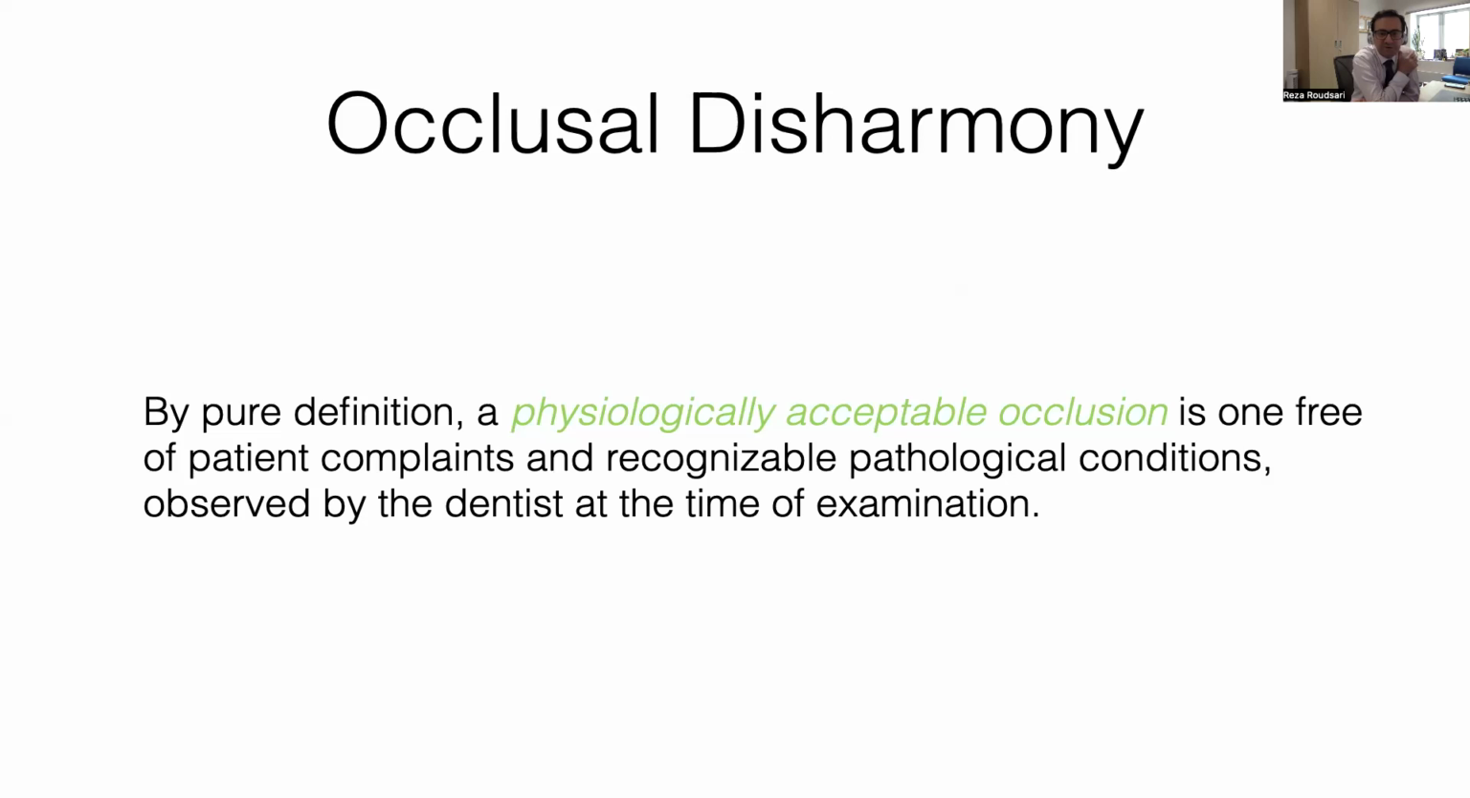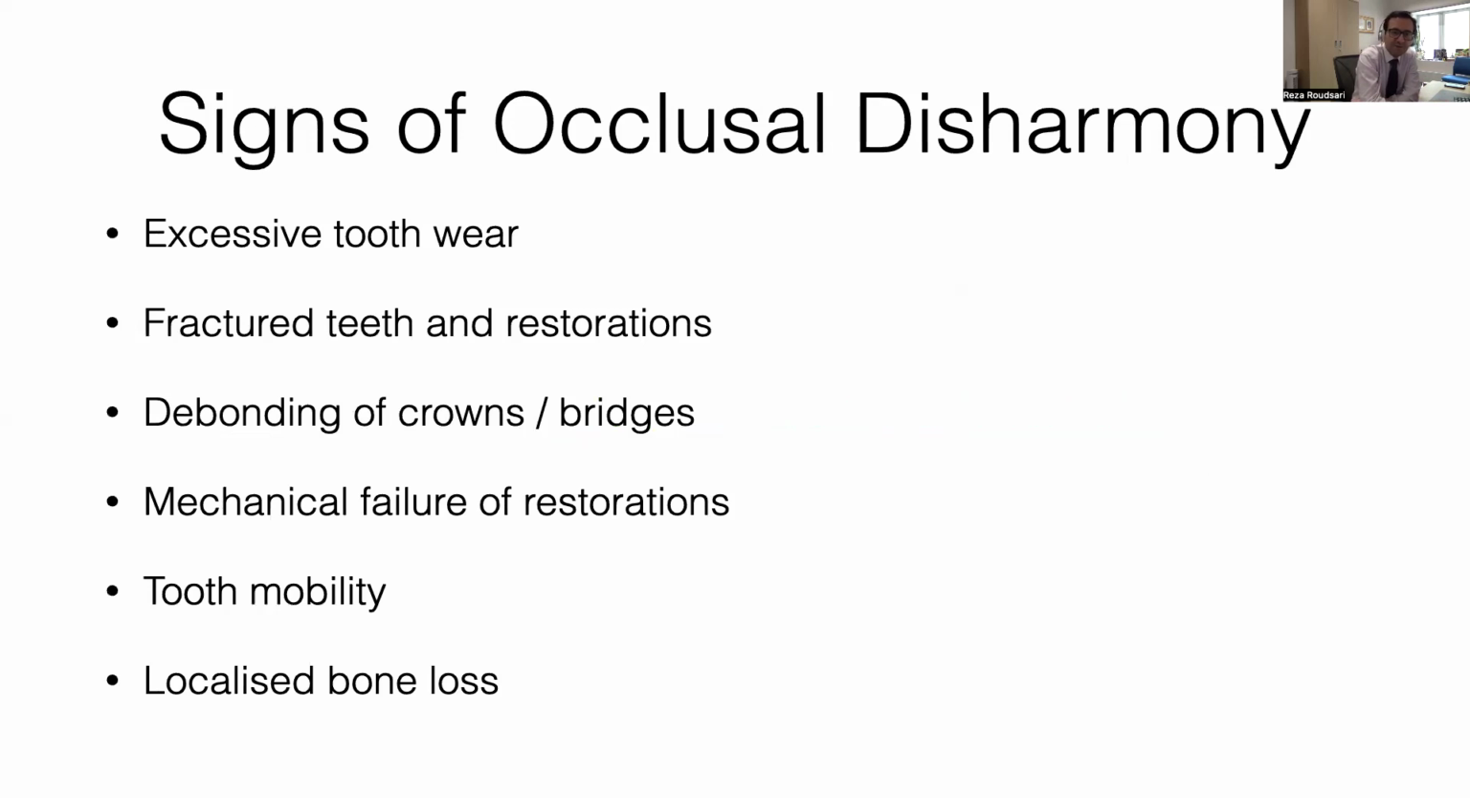By pure definition, a physiologically acceptable occlusion is one which is free of patient complaint and recognizable pathological conditions observed by the dentist at the time of examination. So if you don't fit this criteria, then you're looking at occlusal disharmony. Some of the signs of occlusal disharmony are excessive tooth wear. You may start to see fractured teeth and restorations. You start to see debonding of crown and bridge work, and you can't figure out why. A lot of the time in these kinds of cases, you may just get mechanical failure of restorations. Teeth might become mobile because of the excess amount of load on them. And if you do have gingival inflammation, you may end up with localized bone loss.